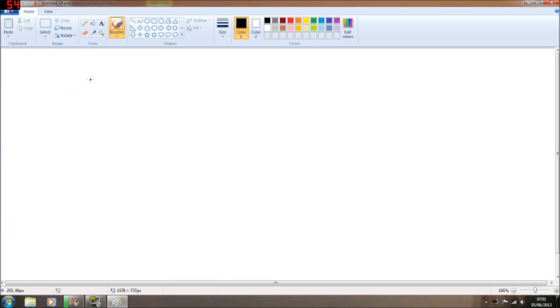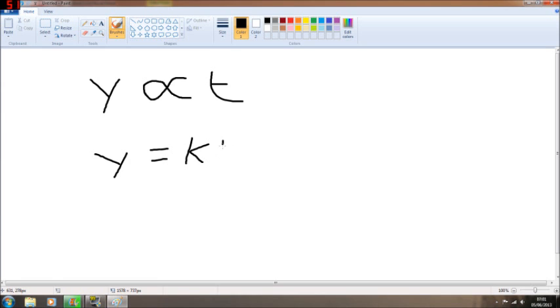So if it says y is directly proportional to t, then this is your first step. This symbol actually just means proportional. It's a Greek symbol. And then you write y equals, and you just put a random k in. You will later find out the purpose of k and how it will help you to find out what the answer is.